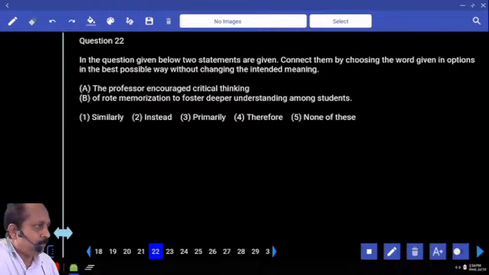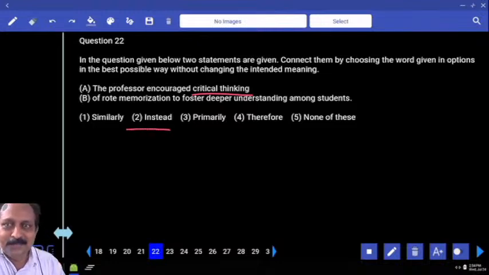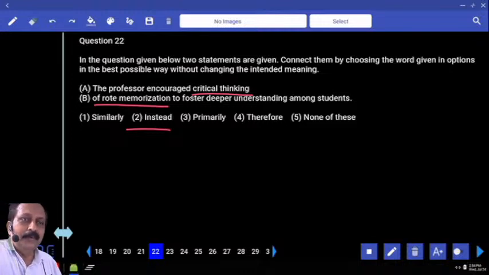Connectors, am I right? The professor encouraged critical thinking. What is it? You are telling the answer? Oh, you guys are so fast. Okay, which option? Outstanding. Instead of rote memorization. No, this is what we want from you guys. Before the master reads the sentence, you come up with the answer. Master gets the shock of his life. And master feels very happy. That's what we want from you.